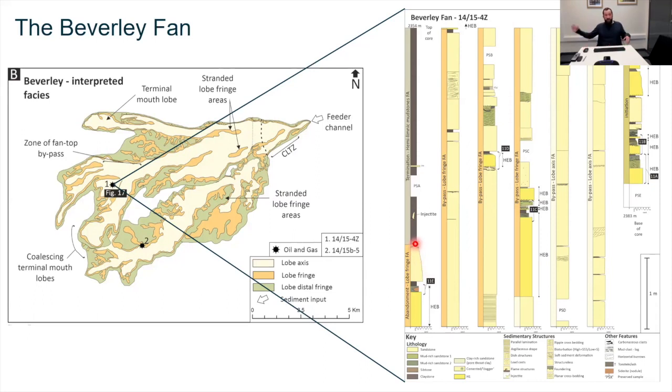So the first example I showed you of Casper, we had HEBs in the abandonment phase. In this location here and the distal location of the Casper fan, we didn't have HEBs in the abandonment phase. So there is a temporal distribution of these HEBs, I think, and not just a spatial distribution, that needs to be considered. And I'll come back to that later on in the talk.